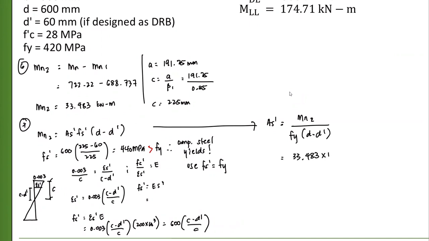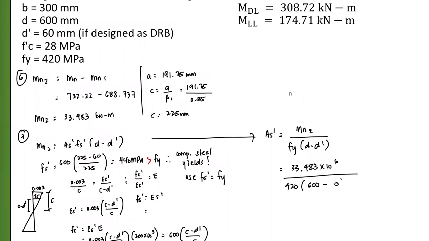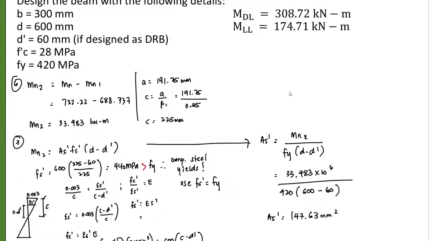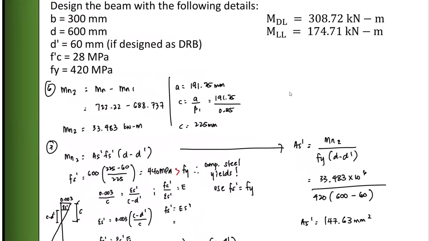So, we have 33.483 times 10 to the 6 over 420, D is 600 minus 60. So, As prime is 33.483 times 10 to the 6 over 420 times 600 minus 60. We have 147.63 mm squared. So, yan yung sa As prime natin. Ibig sabihin yan yung kailangan natin sa compression reinforcement. And, lagyan natin na ito yung A.